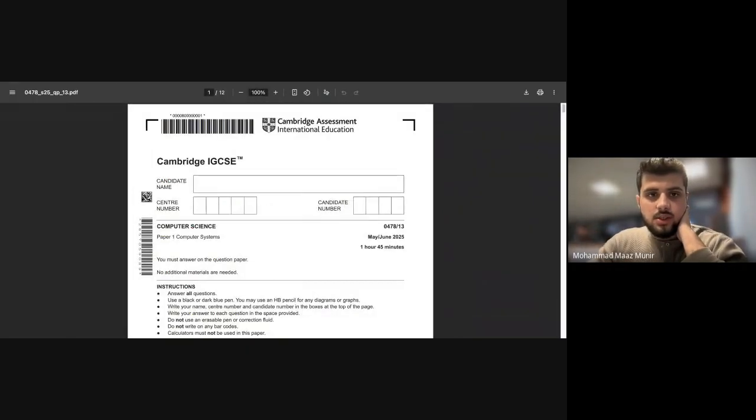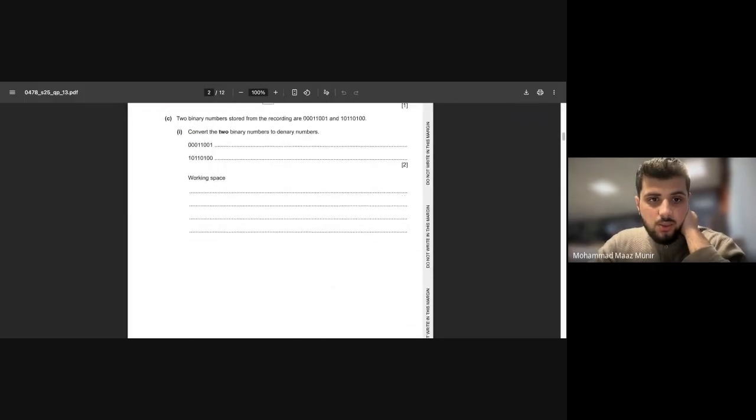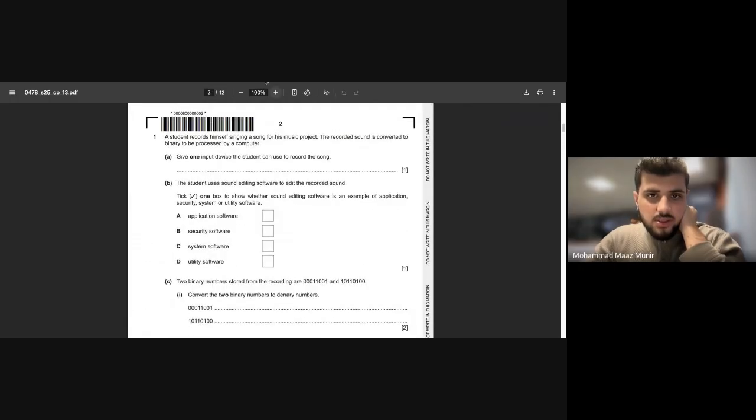उसको अब हम deal out करते हैं. So we have the summer 2025 paper number 13 opened in front of us. Again, it's the same for IGCSE and O-level, so no need to worry. This question is not related to binary. The C part is related to binary. Let's do this. So let's start off with this.